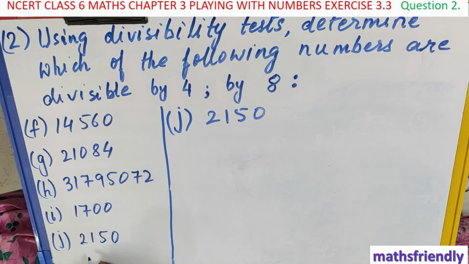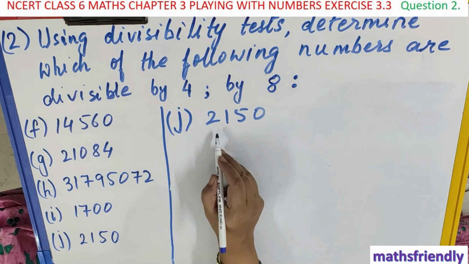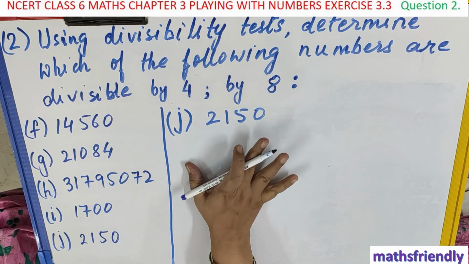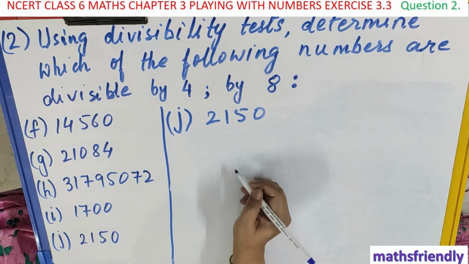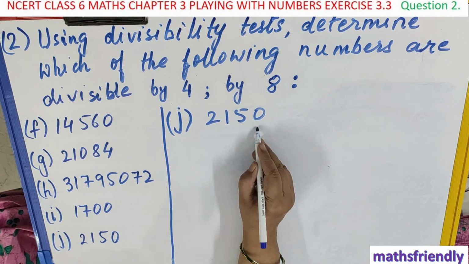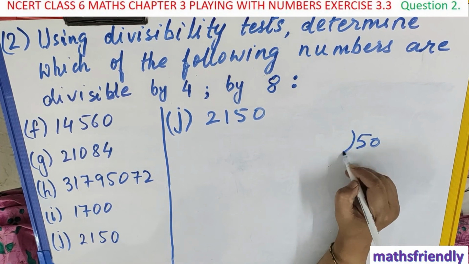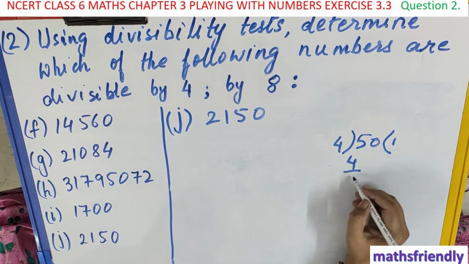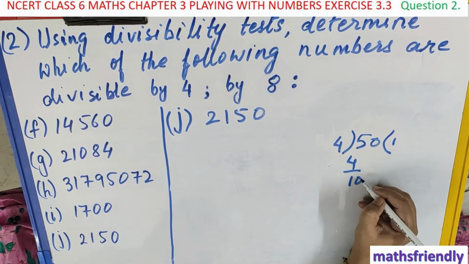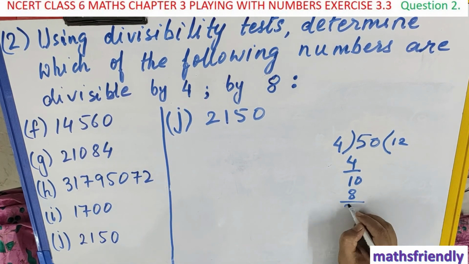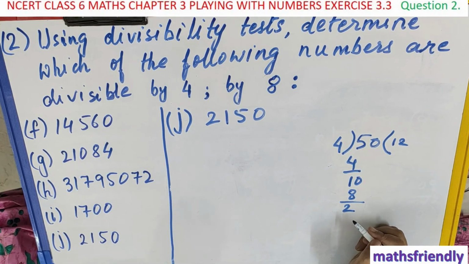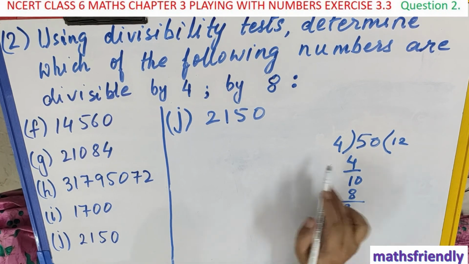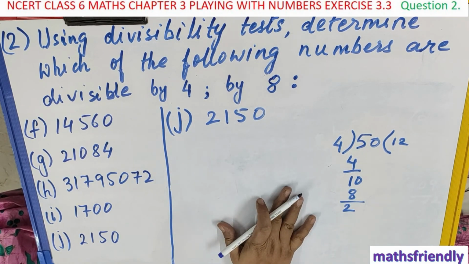Now let us do question number J. What is there? It is 2150. We have to check whether this number is divisible by 4 and by 8 or not. Okay, for 4 we have to see whether the last 2 digits are divisible by 4 or not. So let us check. 4 1s are 4, 1 remainder, 0 comes down, 4 2s are 8, 2 is the remainder. It means 50 is not divisible by 4. So this complete number is also not divisible by 4.